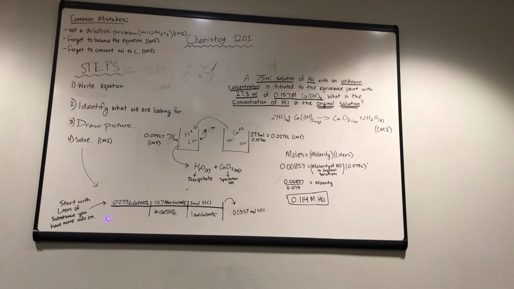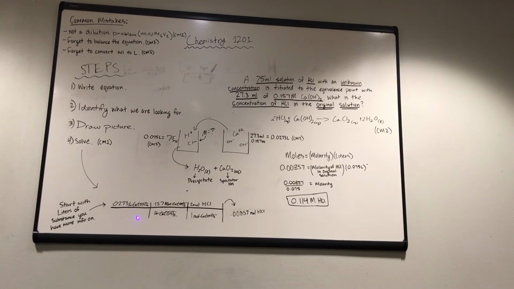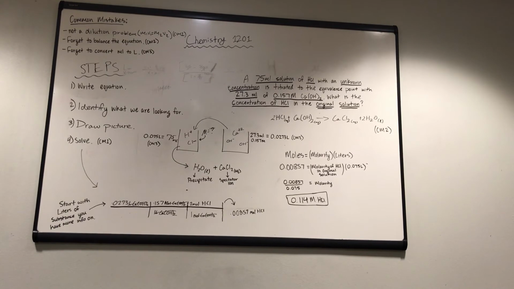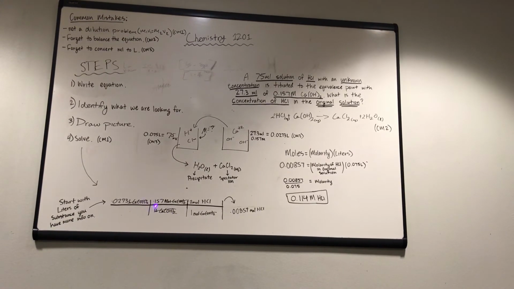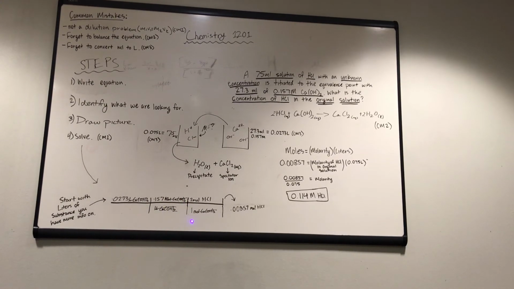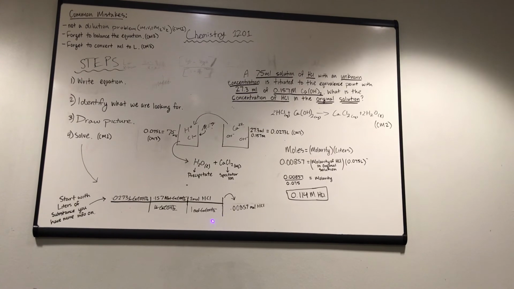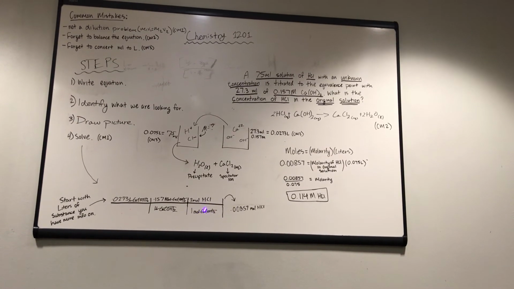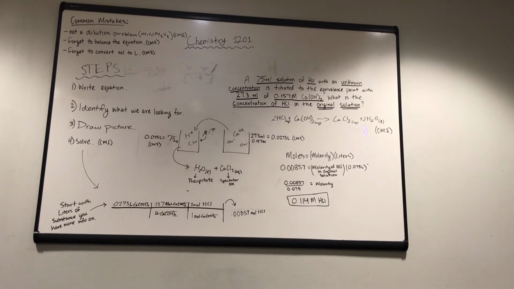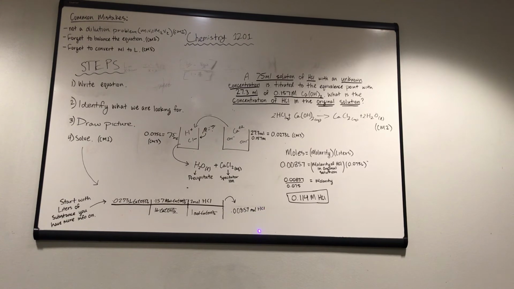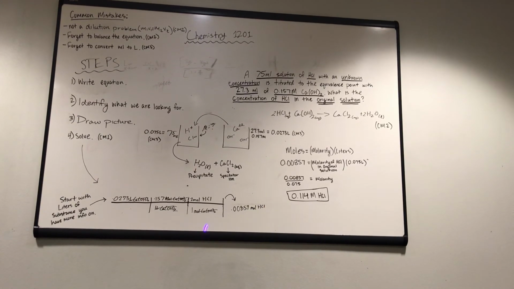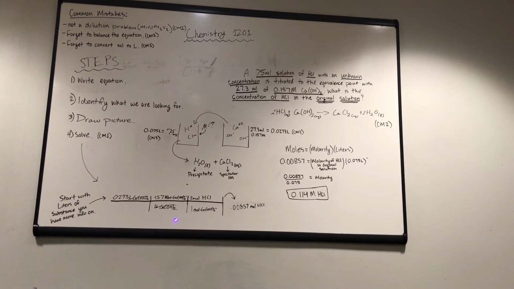So we start off with 0.0273 liters of Ca(OH)2, and we have 1 liter of Ca(OH)2 for every 0.157 moles of Ca(OH)2. And then we have 1 mole of Ca(OH)2 for every 2 moles of HCl, which we got from the balanced equation given up here. After solving this out, we get 0.00857 moles of HCl. And that is just the first part to solving the problem.